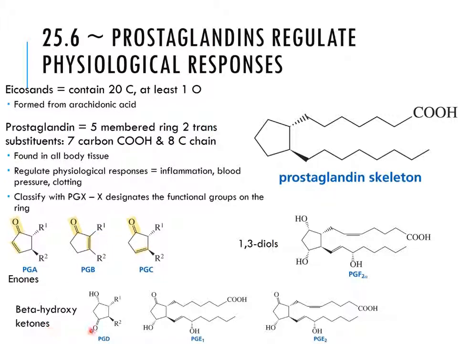The one underneath here, we have PGD, E1, and E2, and these are all beta hydroxyketones. So again, they all have that 5-membered ring, they all have a ketone, and then in that beta position, a hydroxy group, and then they still have those two R groups as substituents that are trans to each other. And then the last one is PGF2 alpha, and this is a 1,3 diol. So our ring contains the two diols as well as those two trans substituents.